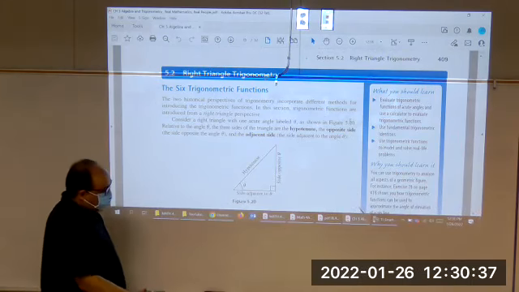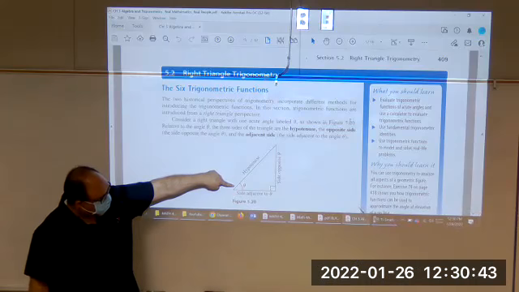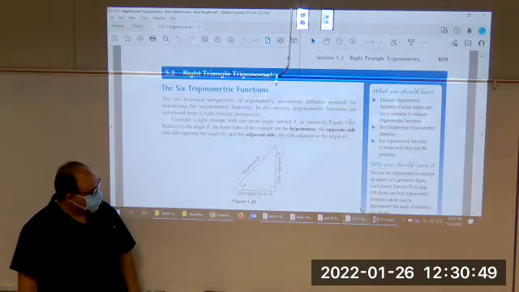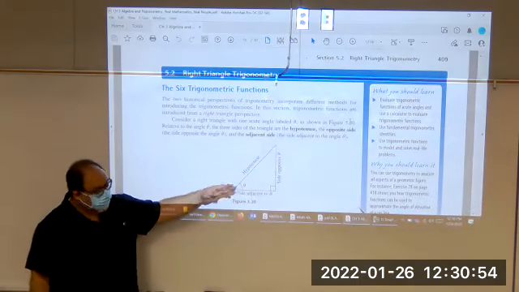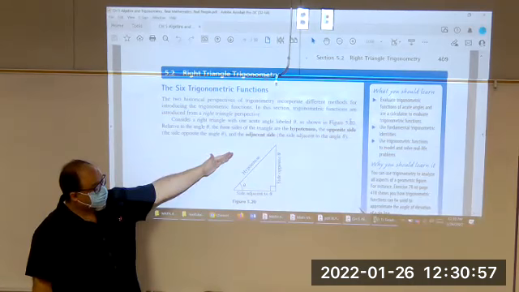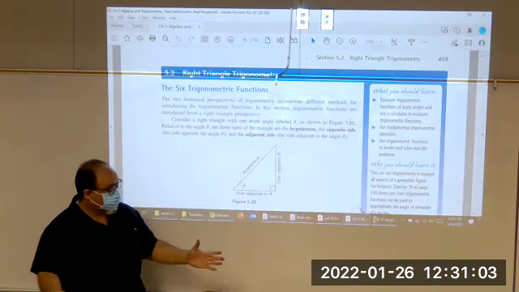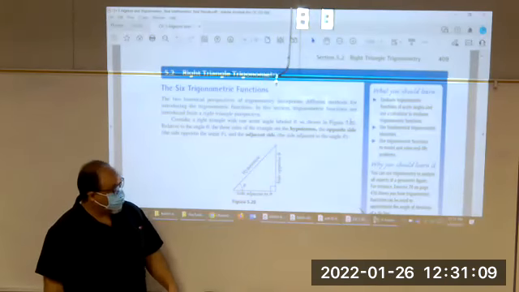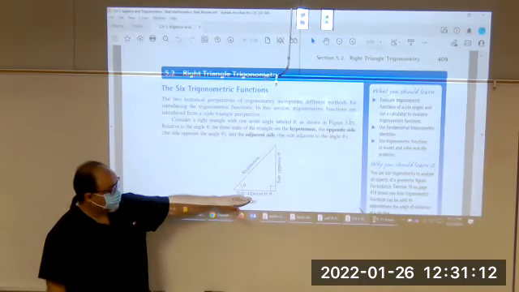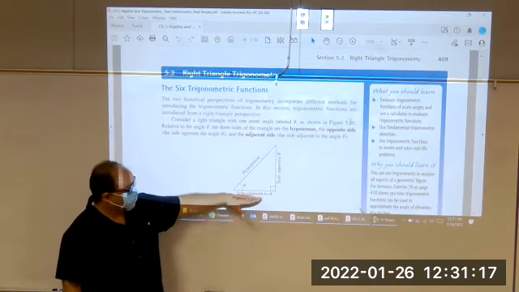So in a right triangle, we have this angle down here at this bottom left-hand vertex. We label that our theta. And we have, in a right triangle, two legs and a hypotenuse. The hypotenuse is always the longest side of a right triangle. The hypotenuse is always opposite the right angle. Now the legs are the two sides that make the right angle. You have an adjacent side and an opposite side. An adjacent leg and opposite leg.